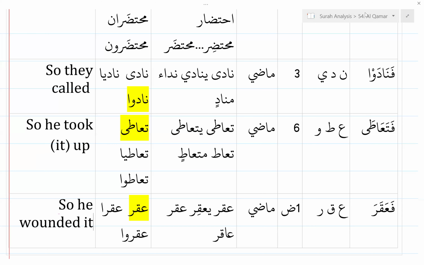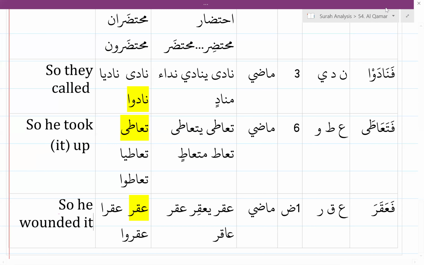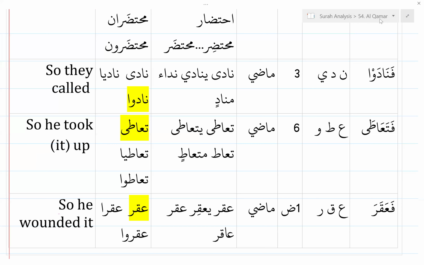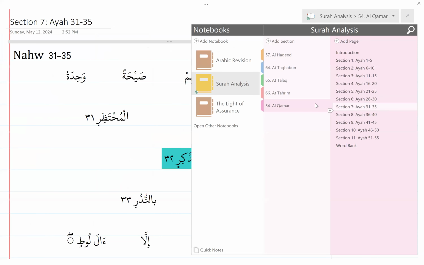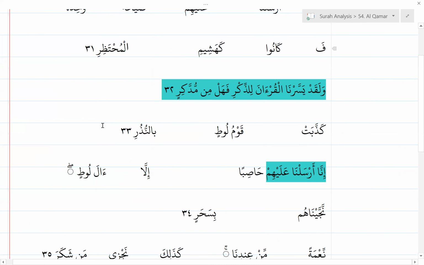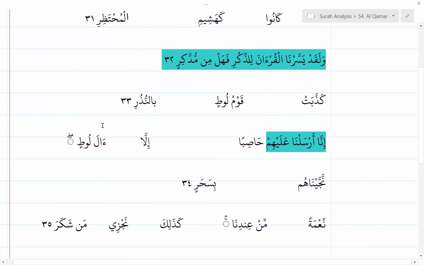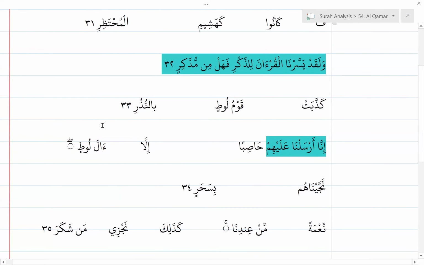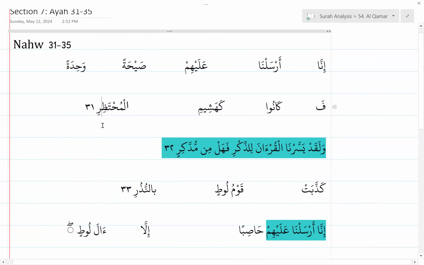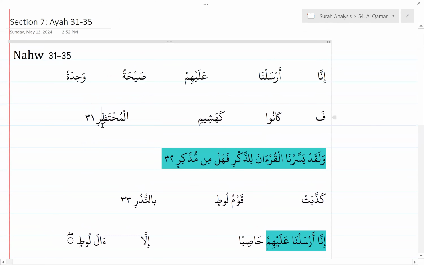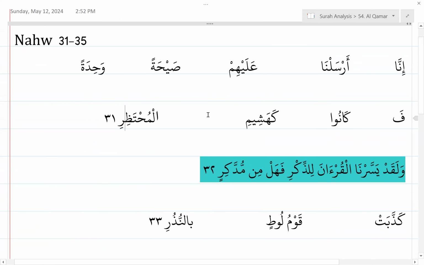Any questions on the sarf? Hope everything is clear. Okay, we're going to proceed to the next section. Again, whatever I have highlighted in blue is something we have already done or that has come before, so we're not going to do it. We're just going to skip it because the nahw of it has already been done.